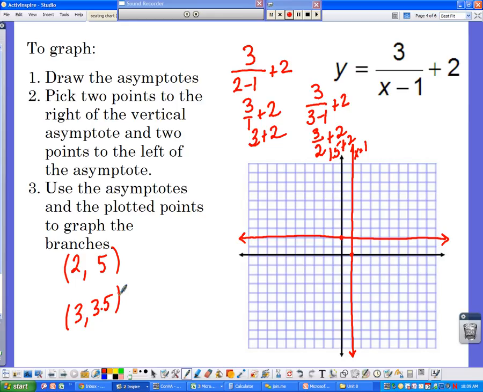So we find out that it is at 2, 5. We're going to graph that point: 2, 1, 2, 3, 4, 5. And then 3, and 3 and a half. That'll give you some idea of how your branches need to be graphed, and where they need to start. So let's go ahead and do the next one. I'm going to erase these so I've got some room to work.